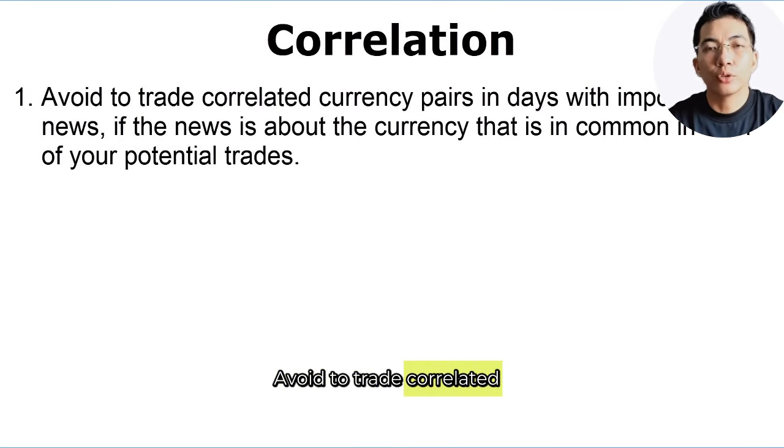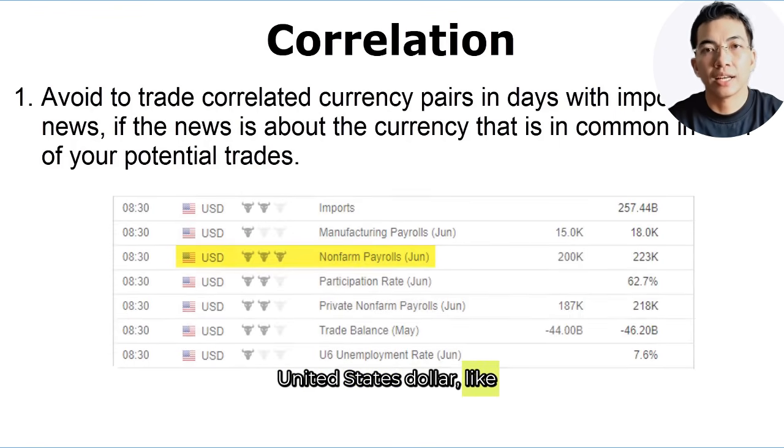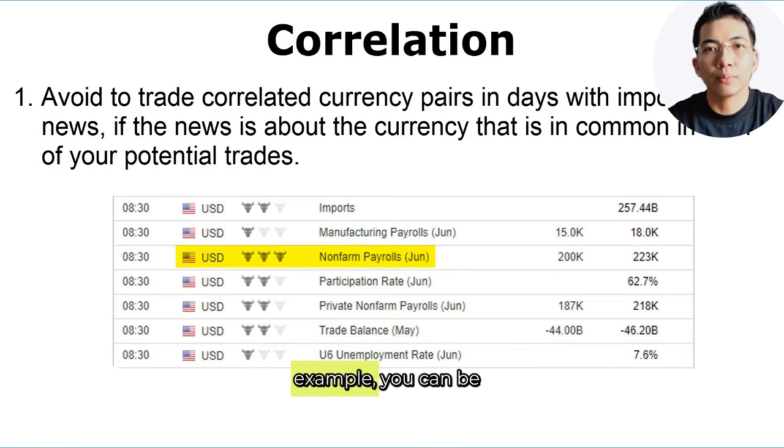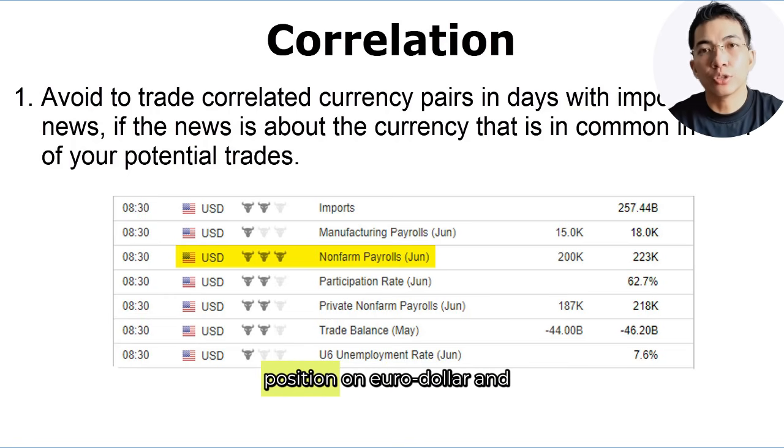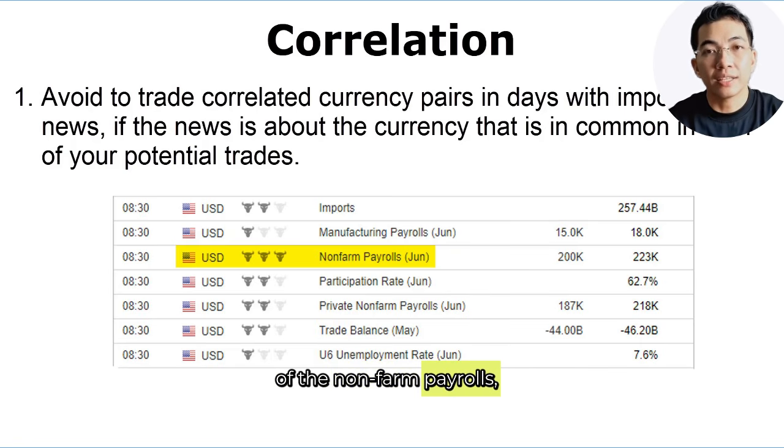Avoid to trade correlated currency pairs in days with important news, if the news is about the currency that is in common in both of your potential trades. If there is an important news for the United States dollar, like the non-farm payrolls for example, you can be sure that the dollar will drive the market, so the correlation will get stronger. So if you're thinking to open a position on euro dollar and pound dollar on the day of the non-farm payrolls, it is probably not a good idea.